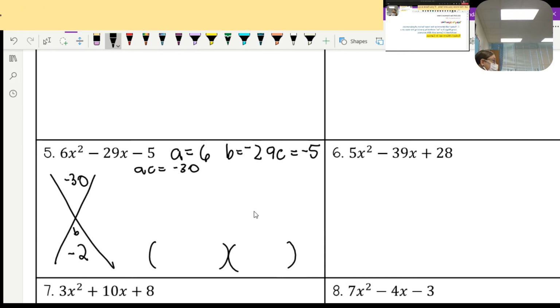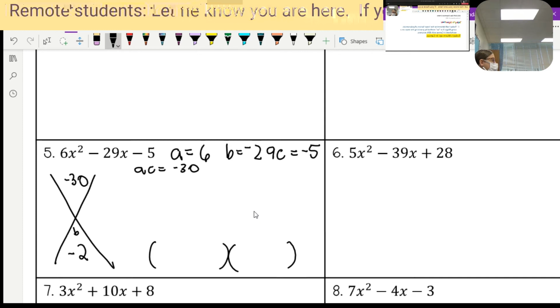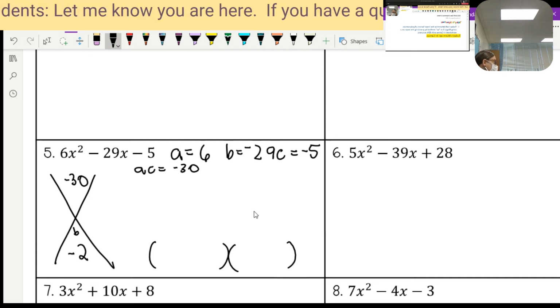I forgot to check for greatest common factor. Is there a greatest common factor in this? 5 is the lowest number. The other numbers are not divisible by 5. 5 is a prime, so it can't be a greatest common factor.